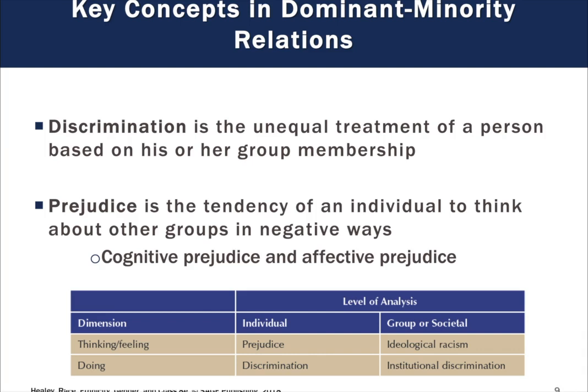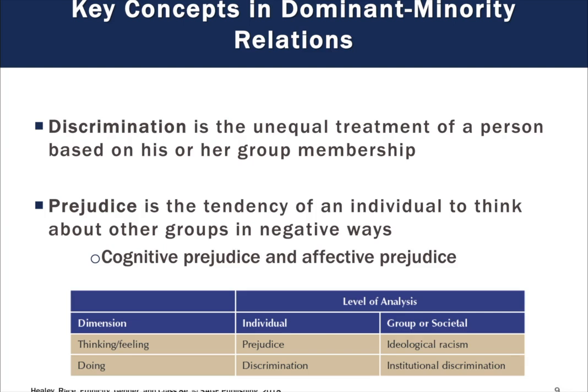Finally, you'll see concepts of discrimination and prejudice discussed. So discrimination is the unequal treatment of a person based on his or her group membership. And prejudice, as we'll define it for this class, is the tendency of an individual to think about other groups in negative ways. And the book, I think, does a really good job of distinguishing that. So the book will talk about thinking versus actions, feelings versus doing. It describes prejudice as an individual trait, and discrimination as an individual trait.